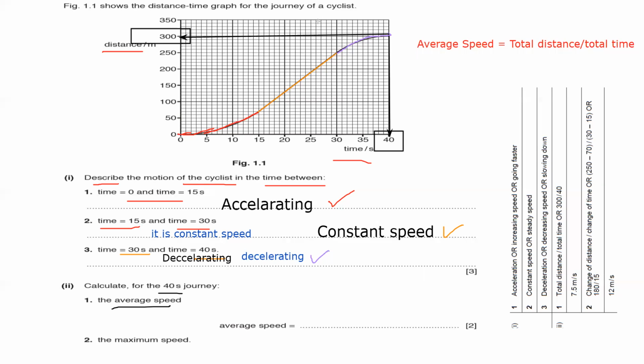So when we calculate the average speed, the total distance over total time, the total distance is equal to 300 and the total time is 40. So 300 divided by 40 is equal to 7.5 meters per second. The next part, we need the maximum speed.